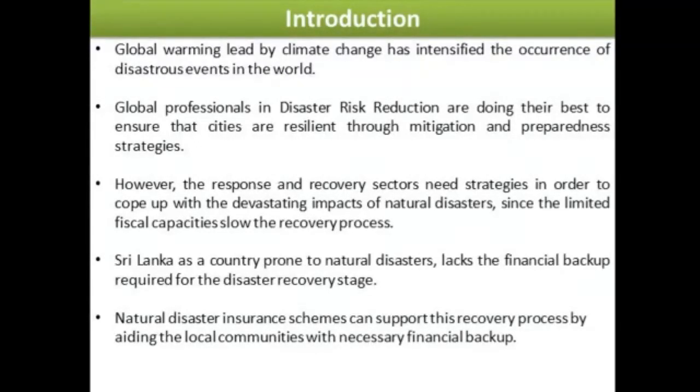Global warming led by climate change has intensified the occurrence of disastrous events in the world. Global professionals in disaster risk reduction are doing their best to ensure that cities are resilient through mitigation and preparedness strategies. However, the response and recovery sectors need strategies in order to cope with the devastating impacts of natural disasters, since the limited fiscal capacity slows the recovery process. Sri Lanka, as a country prone to natural disasters, lacks the financial backup required for the disaster recovery stage.